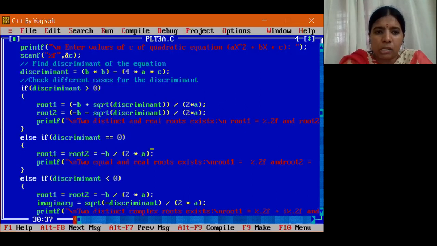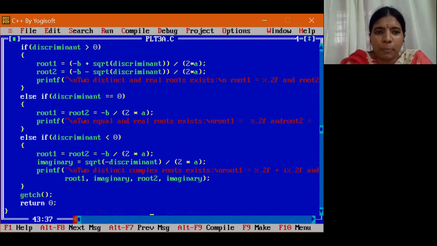Then if your discriminant is equal to 0, we all know that the roots are real and equal. So root 1 is equal to root 2. This is multiple assignment. You can assign a single value to multiple variables like this: a is equal to b is equal to c is equal to d is equal to 0. That also can be done. Here root 1 equals root 2 equals minus b by 2a, with 2 into a again under brackets.